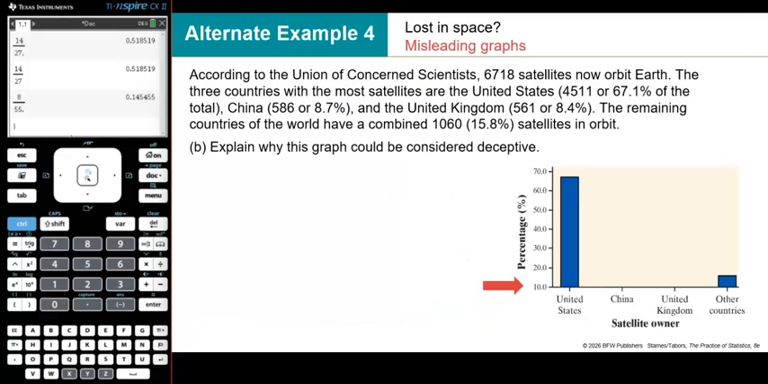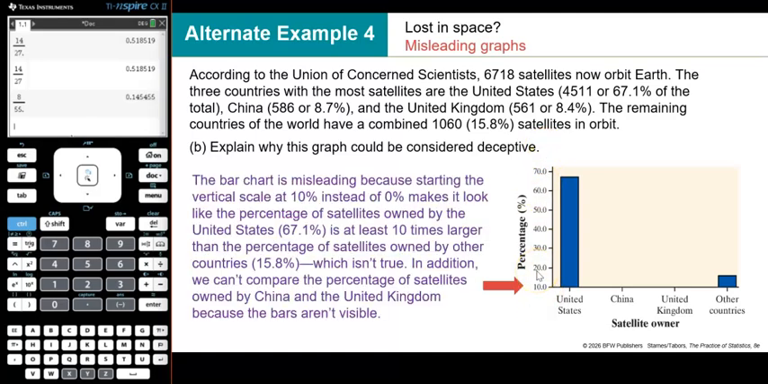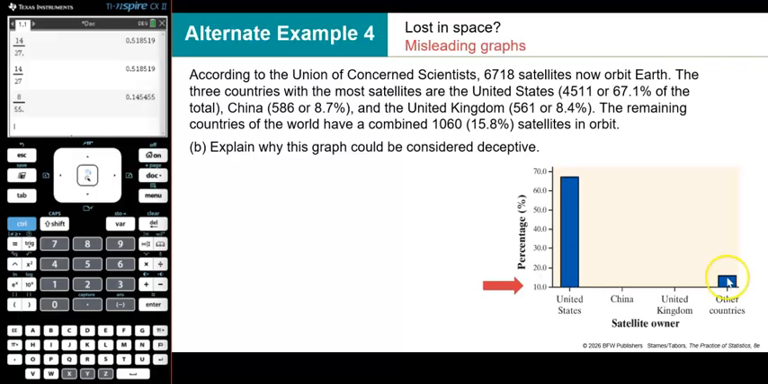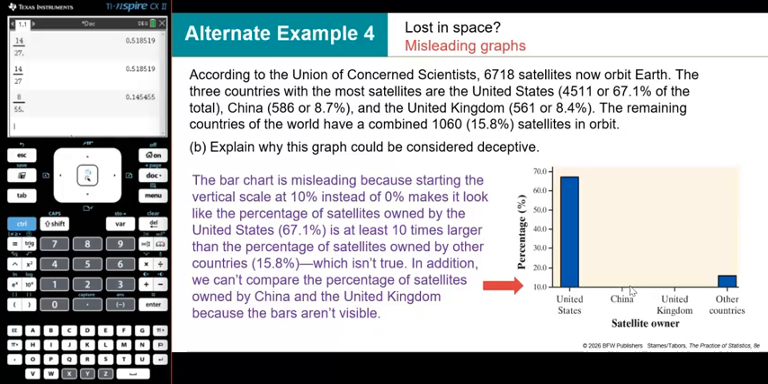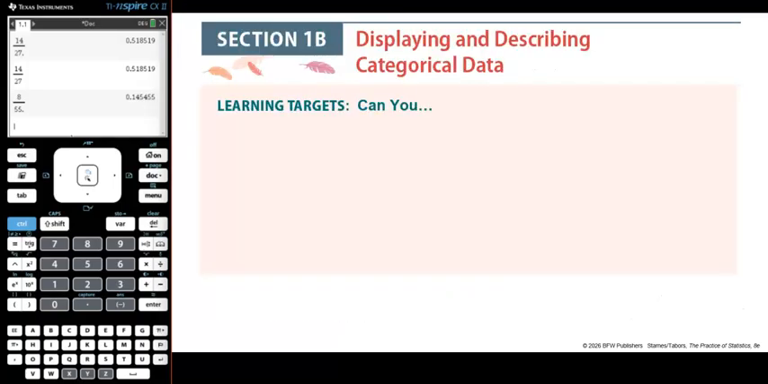What's wrong with this one? So explain why this one would be deceptive. It doesn't start at 0. Isn't that weird? Don't you think percentages go 0 through 70 there or something? So it's going to look a little weird, because it looks like the other countries have very small amounts. It looks like China and the United Kingdom must have 0. That may or may not be the case, because you can't see below 10%. Maybe they both have 5. We don't know. So, very misleading.